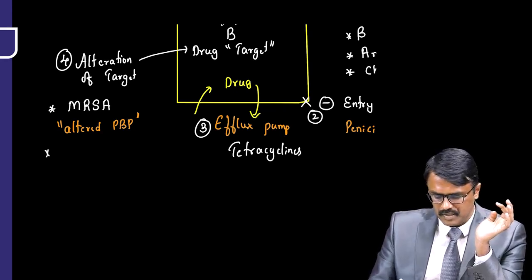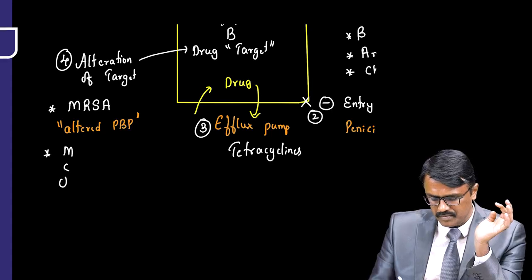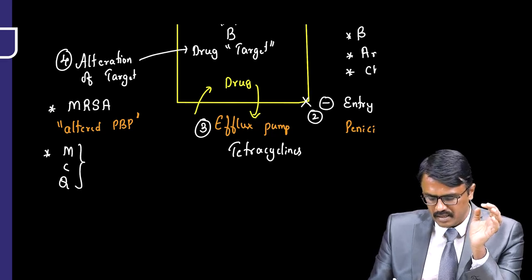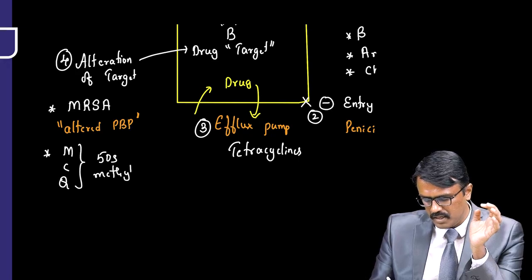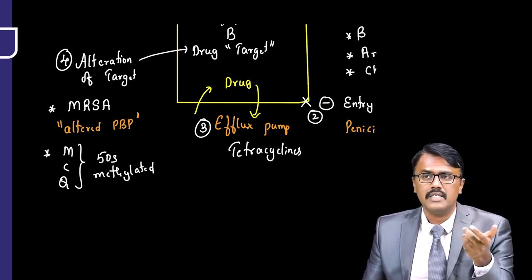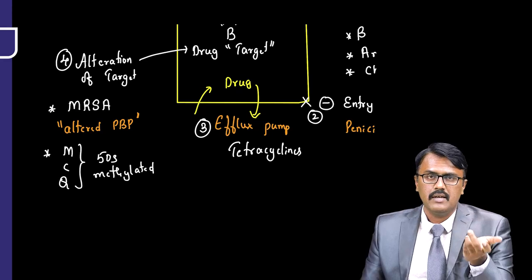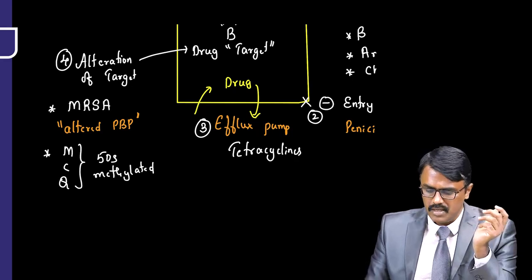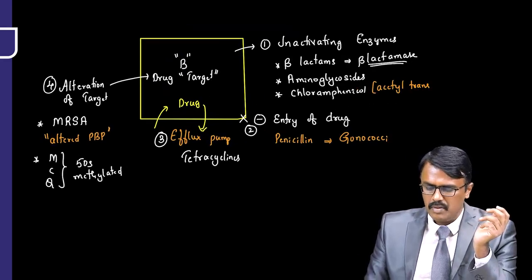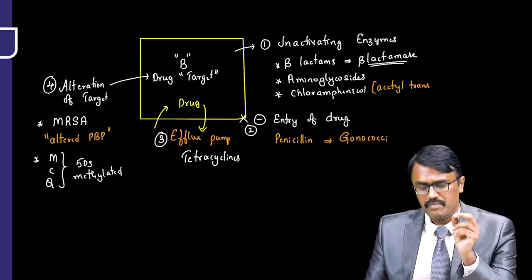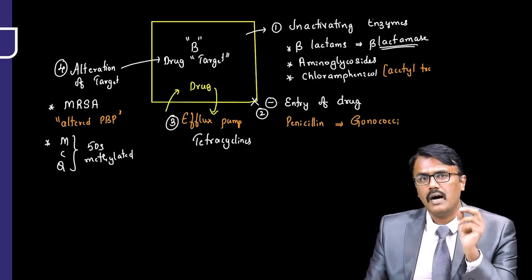Second, the MCQ drugs. So macrolide, clindamycin, quinupristin, dalfopristin. The target, that is 50S, is methylated. So if it is a methylated target, then they cannot bind. So alteration of target or alteration of enzyme, for example, sulfonamides. The dihydropteroate enzyme can get altered, sulfonamide cannot bind. So these are the major mechanisms of resistance. Remember, inactivating enzyme. Number 2, inhibiting the entry. Number 3, with the help of efflux pump. And number 4, alteration of target.